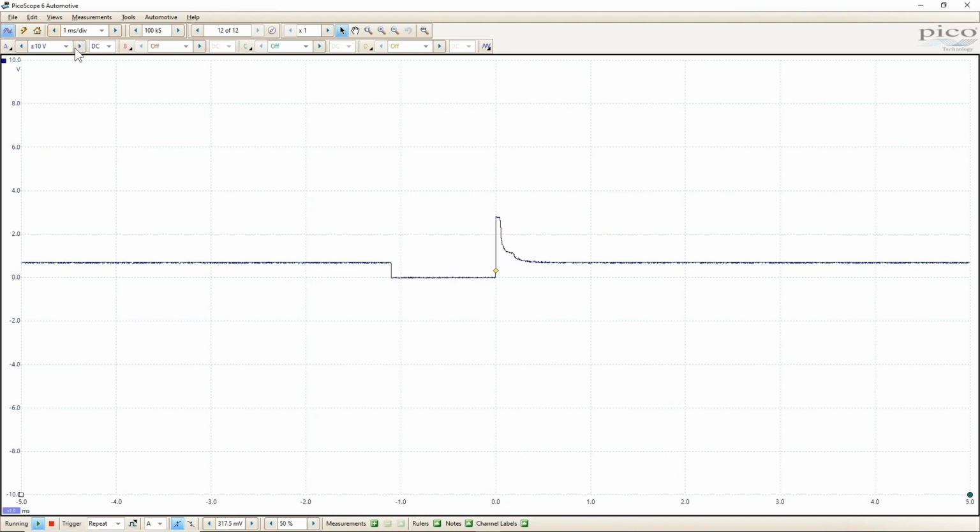Let's put a little less time on the screen. Now, remember what happens if all we do is change the slope, it's going to be looking for the voltage to fall. So it's going to shift this to this point.